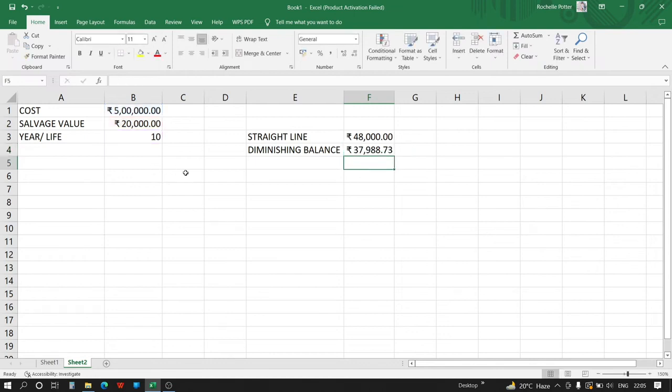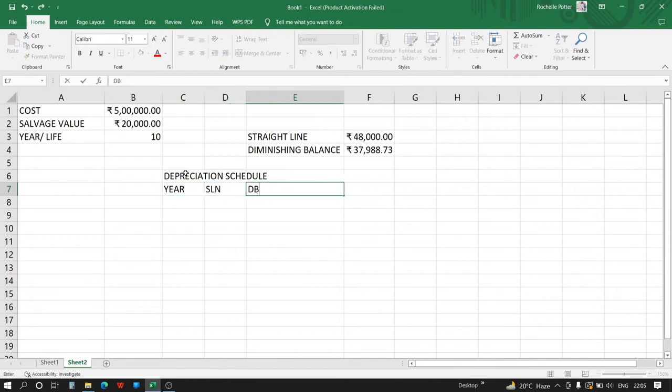Okay, now let's prepare a table. I'll just prepare a table. Depreciation schedule. Here SLN basis and DB, let's take it for 10 years.